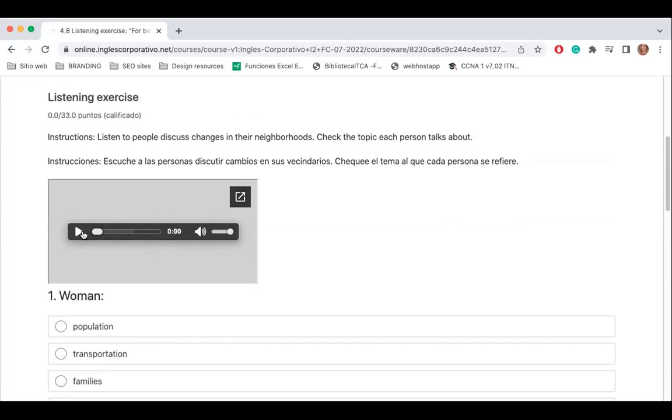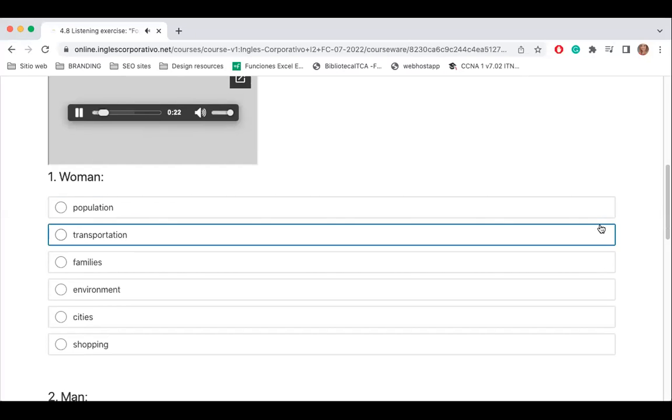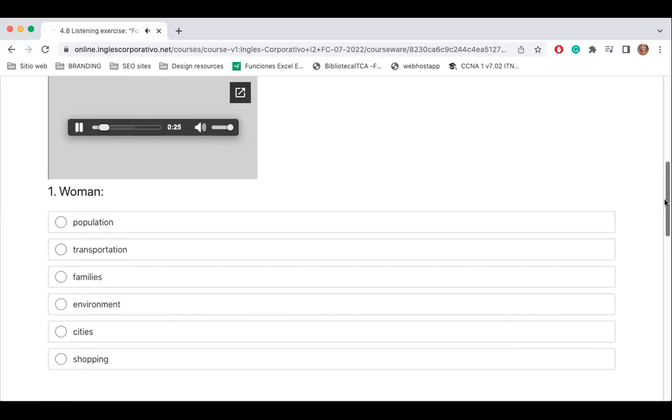Listen to people discuss changes. Check the topic each person talks about. One. How long have you been living here? Oh, for over 20 years. And have you noticed a lot of changes during that time? Oh, yes, quite a few. This is a much nicer place to live now than it used to be. It's much greener. When I first moved here, there weren't many trees around. But over the last few years, the city has planted trees everywhere. It's made such a difference.